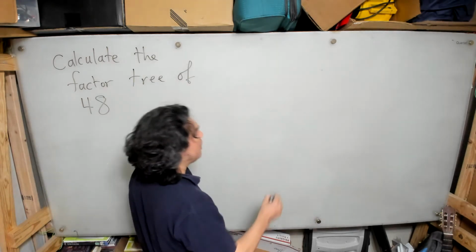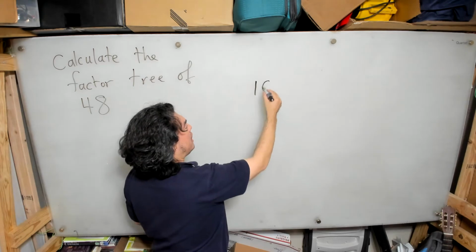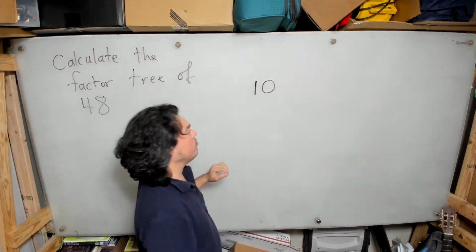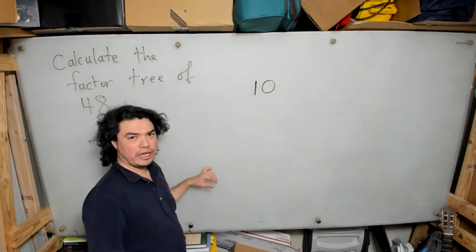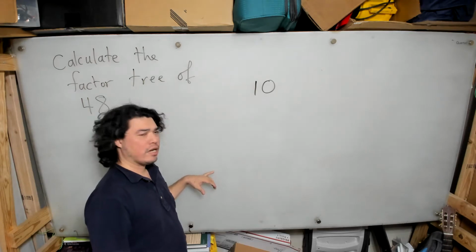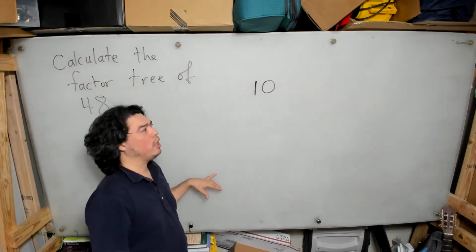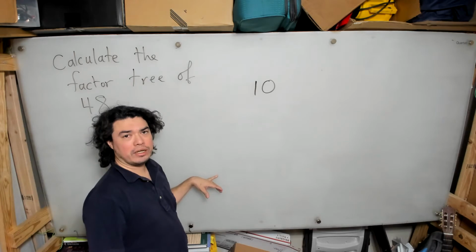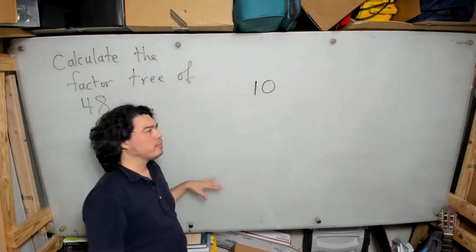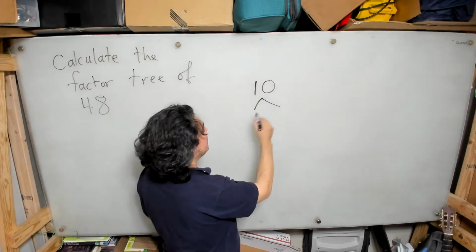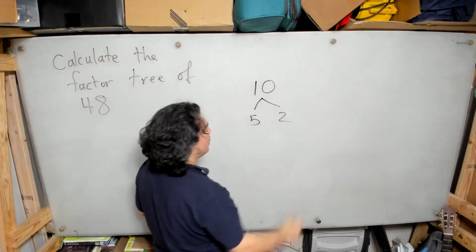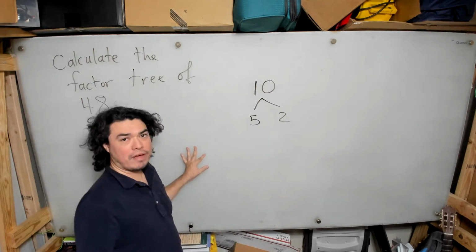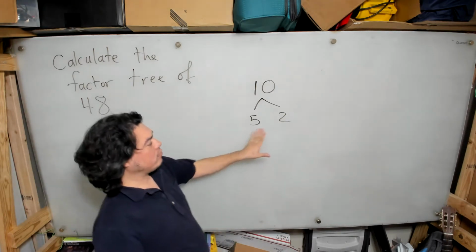Okay. I know that if I were to ask any of you, what two numbers multiply to give me 10? I know that all of you will have probably already said, 5 times 2, right? And so in this case, this would be my factor tree for 10. It would be 5 times 2.